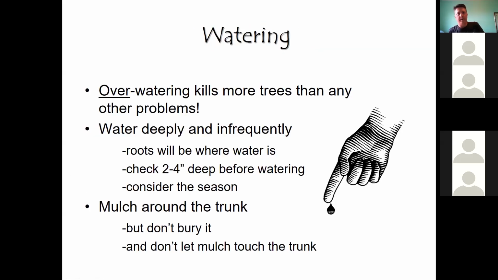Okay, so I want to talk a little bit about irrigation. Overwatering is the main culprit. We attribute about 80% of our landscape problems to irrigation management, and most of those problems are related to too much water. So watering deeply and infrequently is the message we also send out for watering lawns, but this is also where we need to get for watering trees and shrubs too.